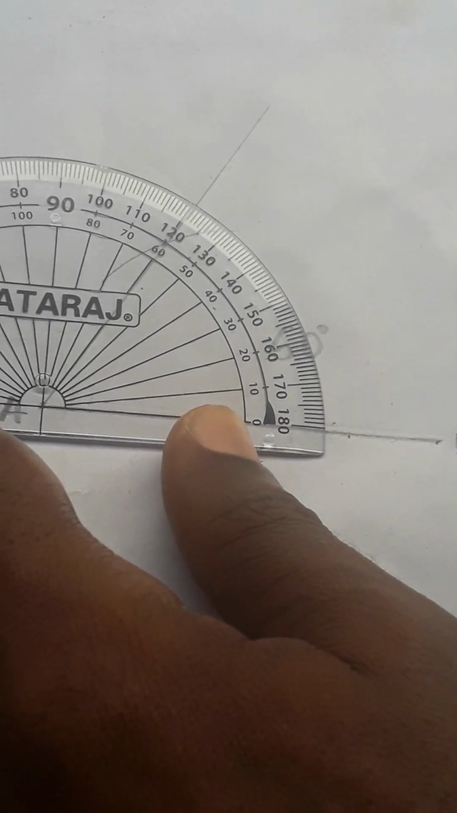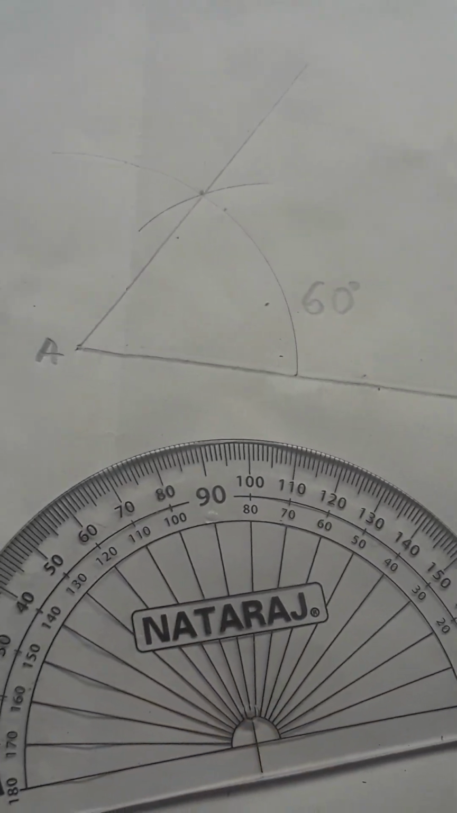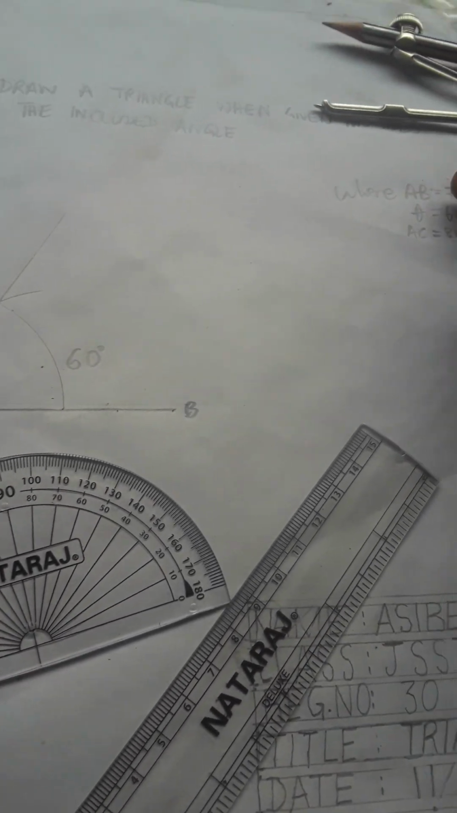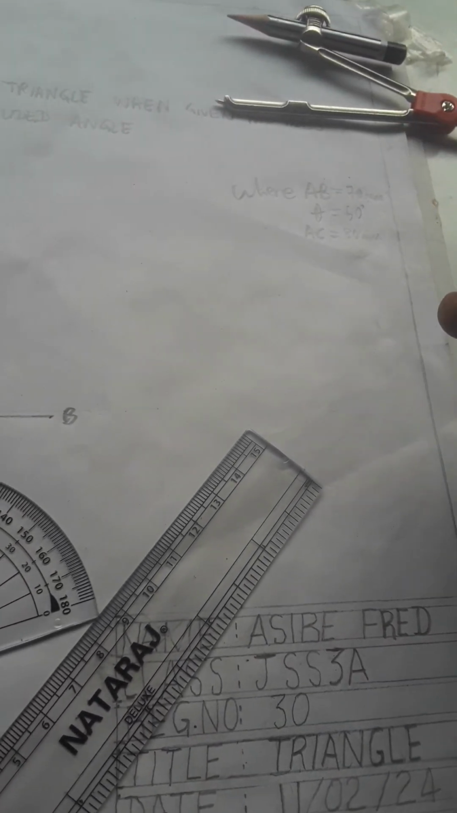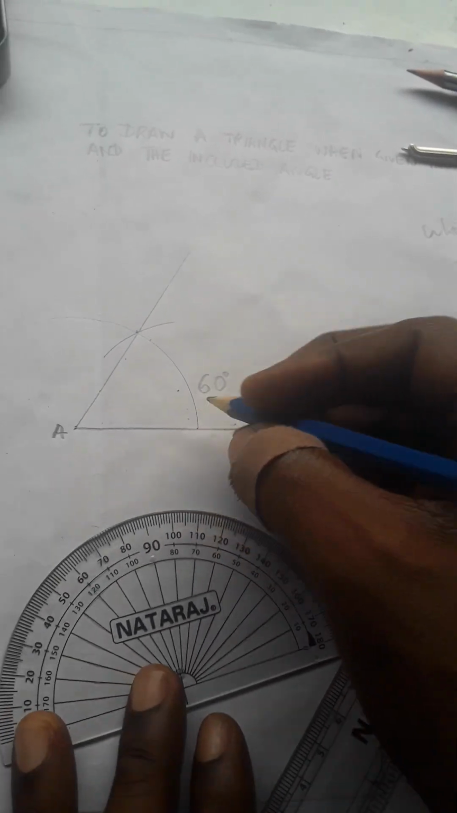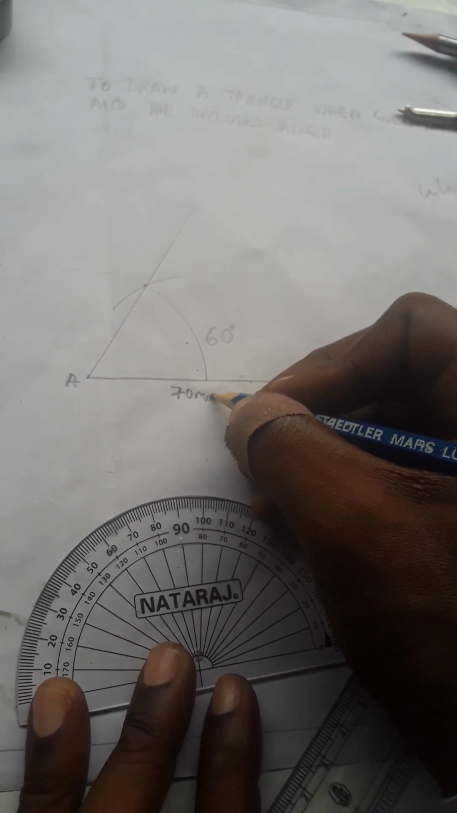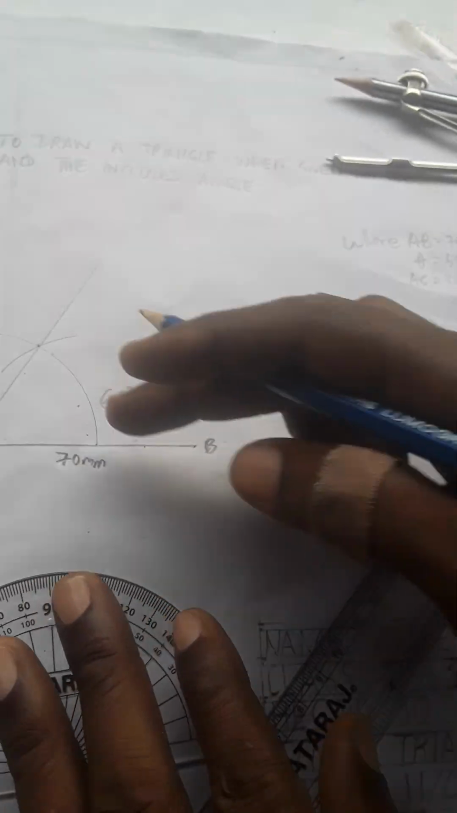So this is how to construct 60 degrees. So we have gotten our theta. This theta, which is 60 degrees. Now, having done this 60 degrees, remember I told you AB is 70 millimeter. We have done that. This is 70 millimeter. You indicate it. 70 millimeter. Then this is the 60 degrees, which is the theta, the angle we are constructing.